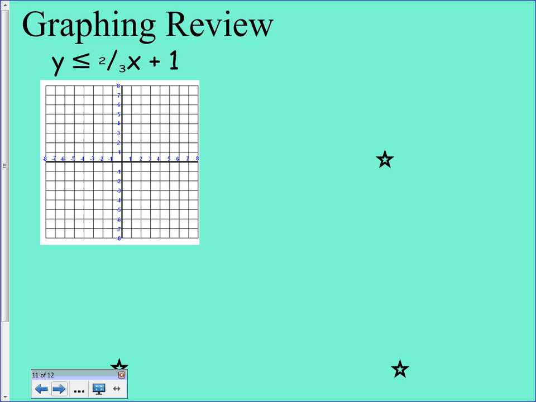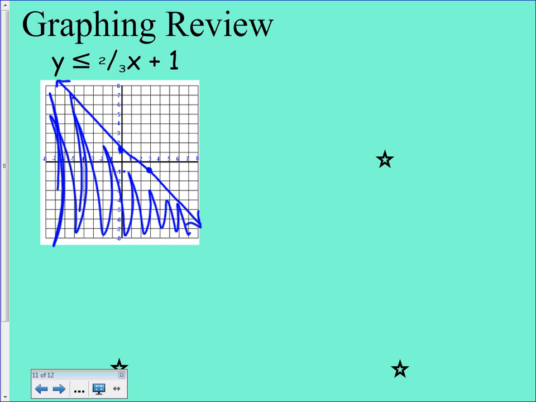Let's practice some graphing ourselves. This is crossing the y-axis at 1. And then we're going down 2 over 3. Look, there's a line underneath my inequality, which means I have a solid line. And then I have a less than sign. The alligator is facing away from the y, so I need to shade down. So I'm shading in there.